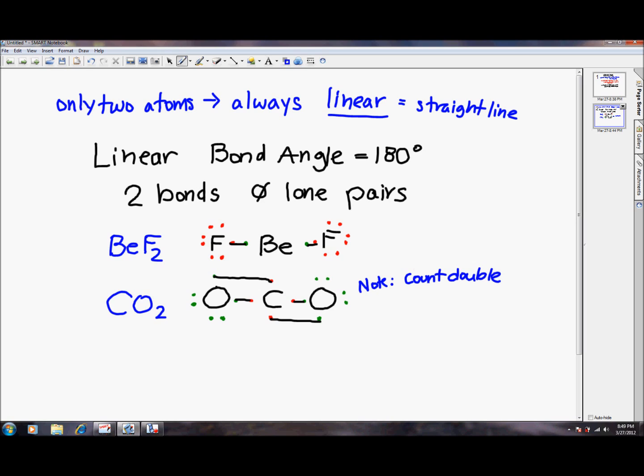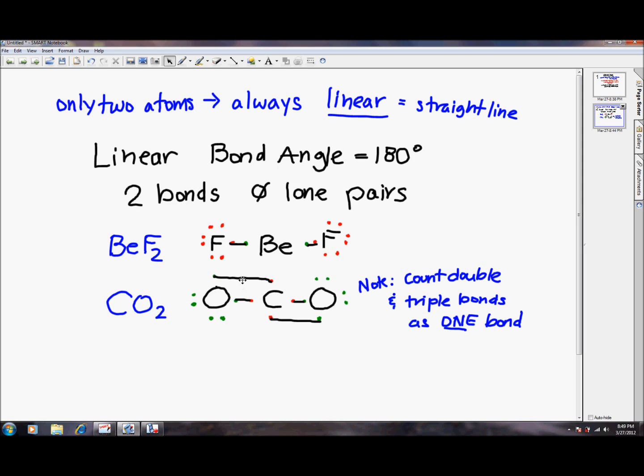If you're trying to count the number of bonds, count double and triple bonds as one bond. That's really, really important if you're trying to remember how many bonds go along with what shape.